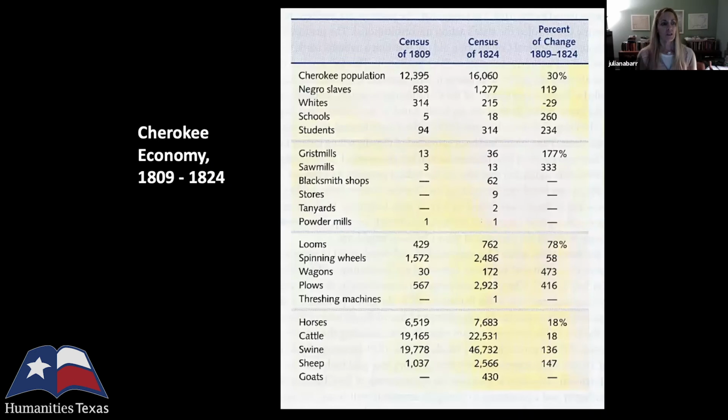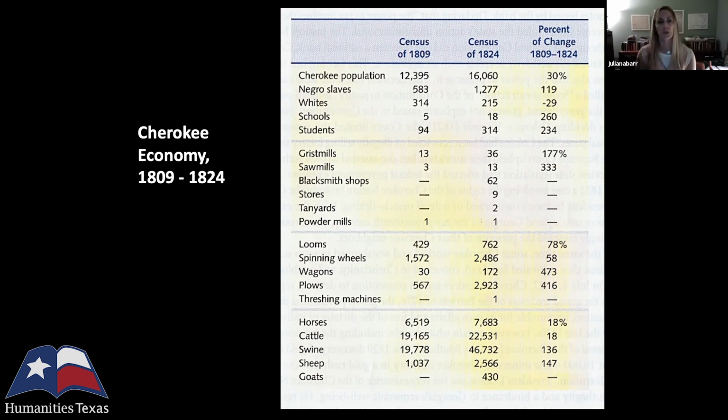And with this prosperity, right, these are huge areas of improvements and include fields and orchards and farm buildings, smith shops and mills. And so here I want to pause and use these two censuses. They're 15 years apart, but it gives you a sense of the absolute expansion and just bursting prosperity of the Cherokee Nation at the beginning of the 19th century, between the census of 1809 and the census of 1824.